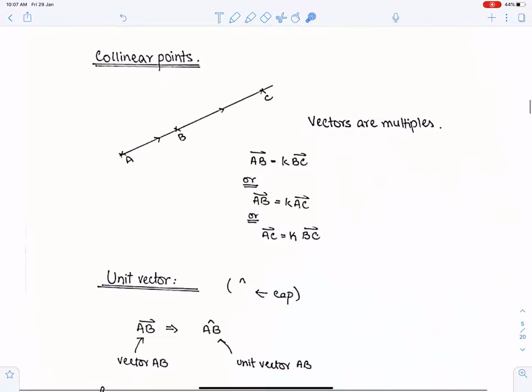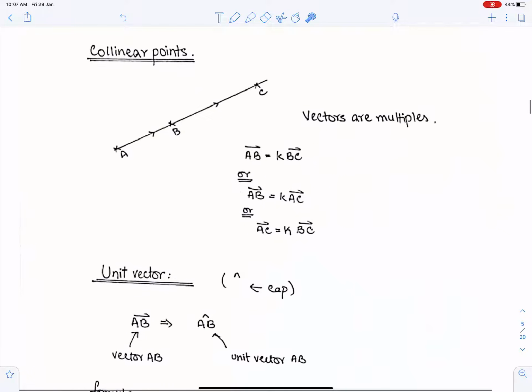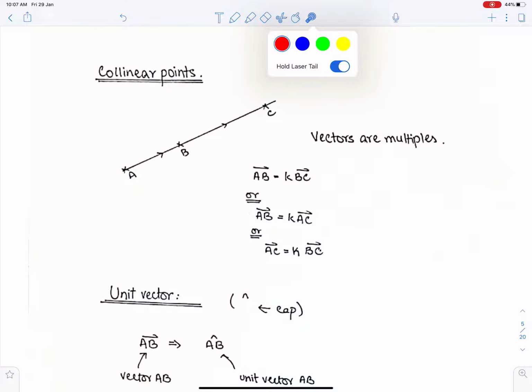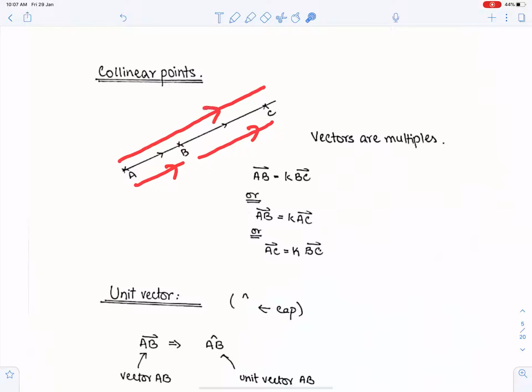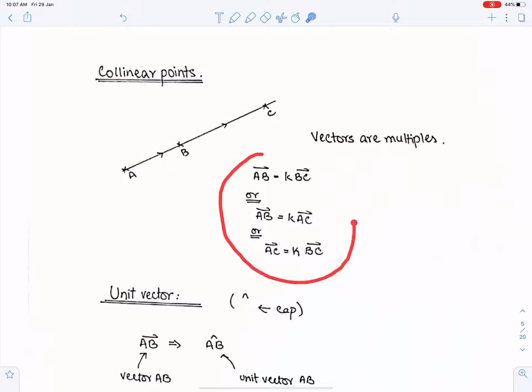Collinear points. You also did this concept in O levels. If 3 points lie on a straight line, then those points are known as collinear points. So there are 3 vectors in the same direction: vector AB, BC, and AC. And these are the possible vector equations for collinear vectors.